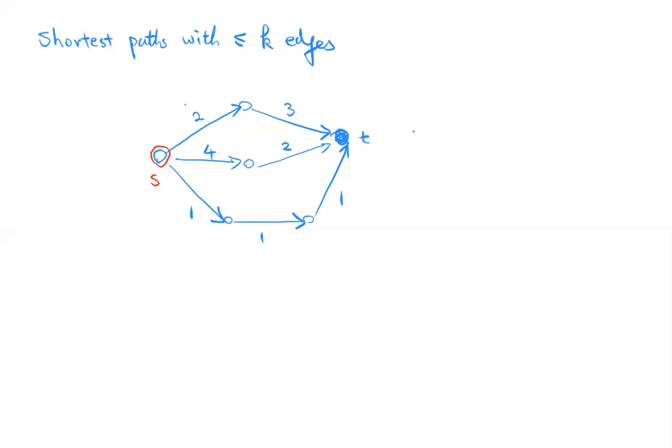But now I have a restriction on the number of edges I can use. If I can use at most 2 edges, this one is not a legal one, we cannot use this one. The shortest path with at most 2 edges is not 3. The length is not 3, but rather it's 5, is this one. So that's a problem. Actually, it's a homework problem.